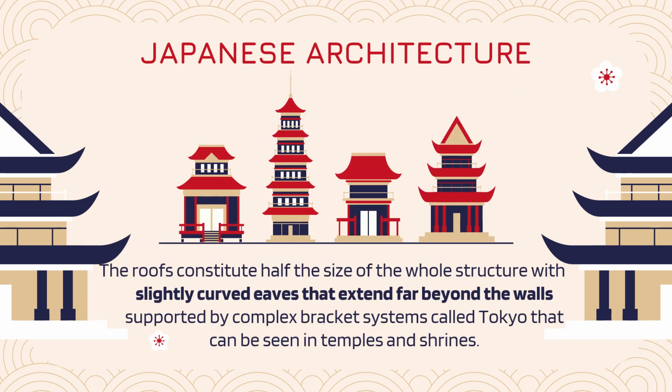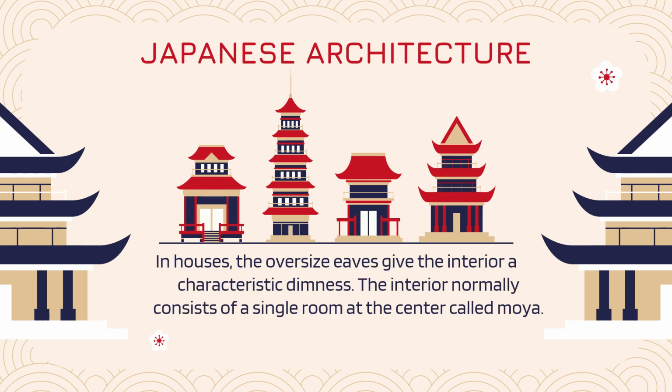The roofs constitute half the size of the whole structure, with slightly curved eaves that extend far beyond the walls, supported by complex bracket systems called tokyo that can be seen in temples and shrines. In houses, the oversize eaves give the interior a characteristic dimness. The interior normally consists of a single room at the center called moya.